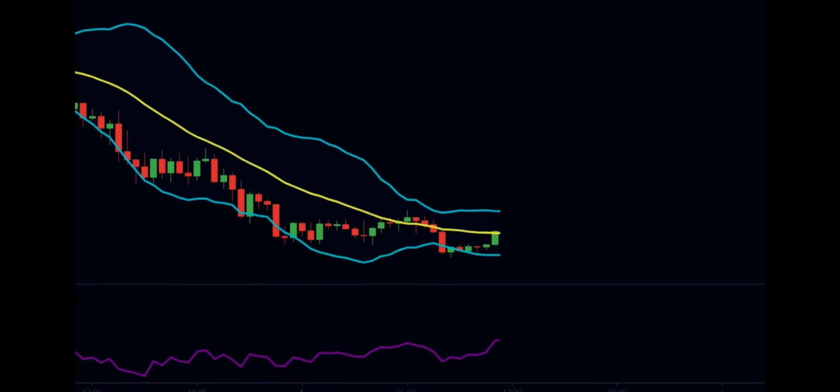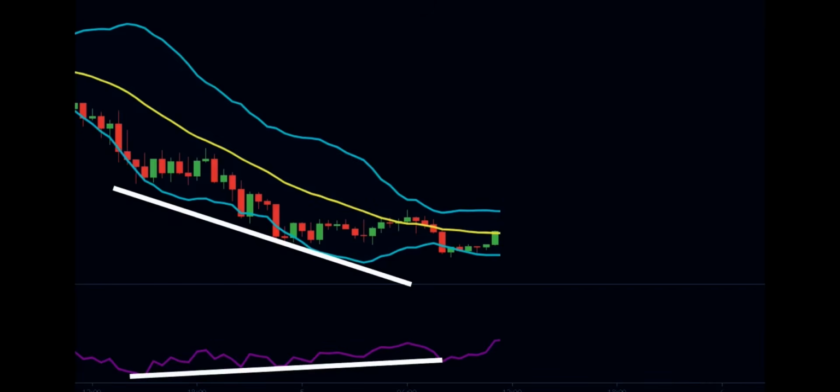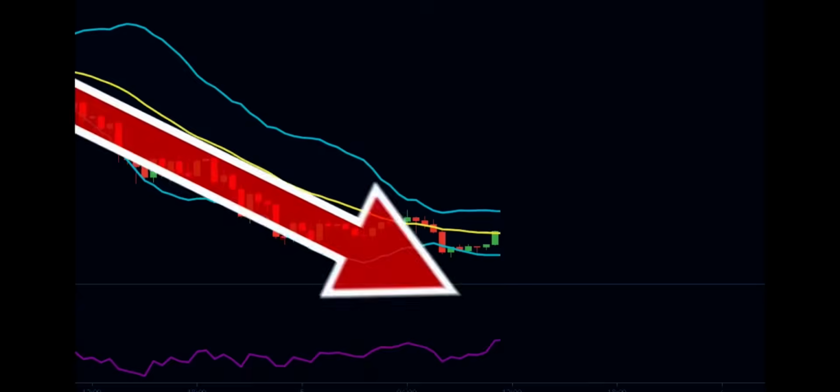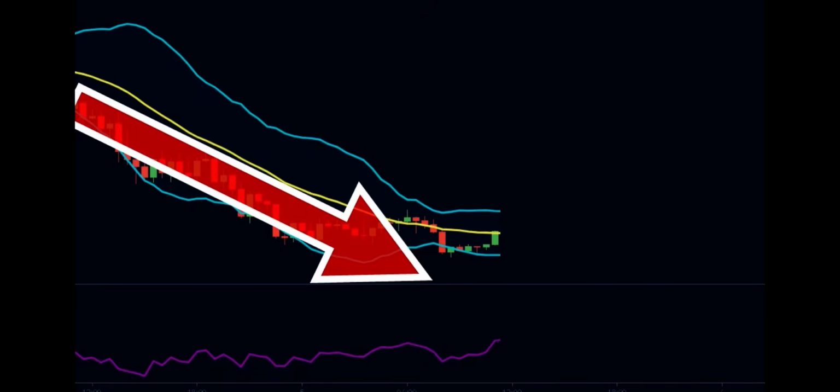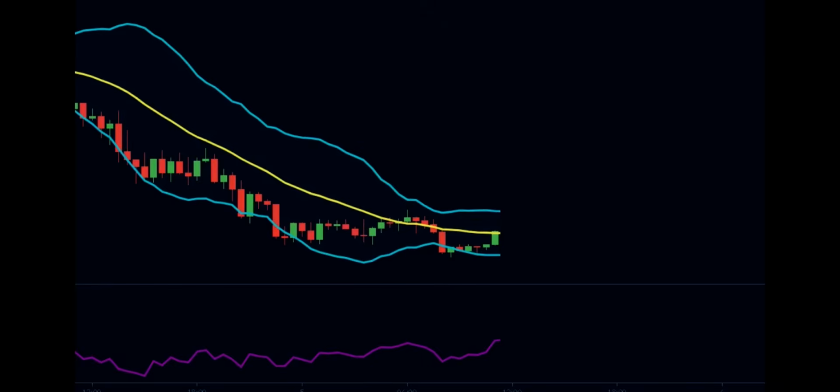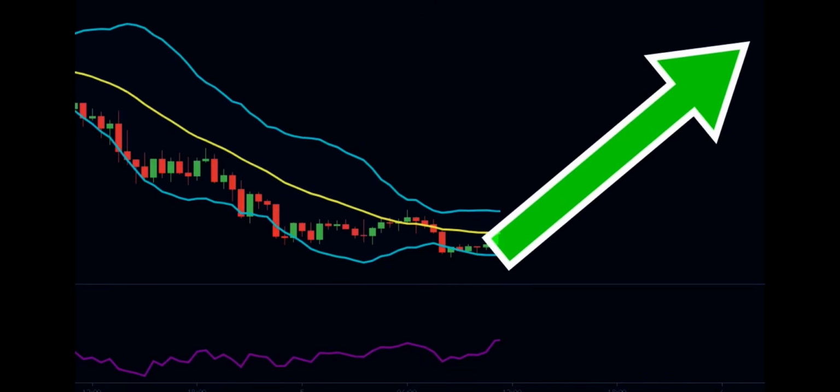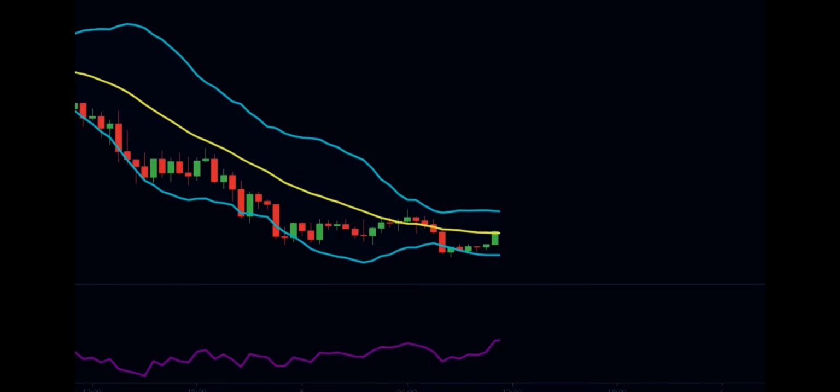We have the Euro-USD pair on a 30-minute time frame. Here we can see that the price has made lower lows. But if we look at the RSI, it has made higher lows. This shows a loss of momentum in the downtrend. Hence, we could see a reversal in price. But we will not buy just yet.